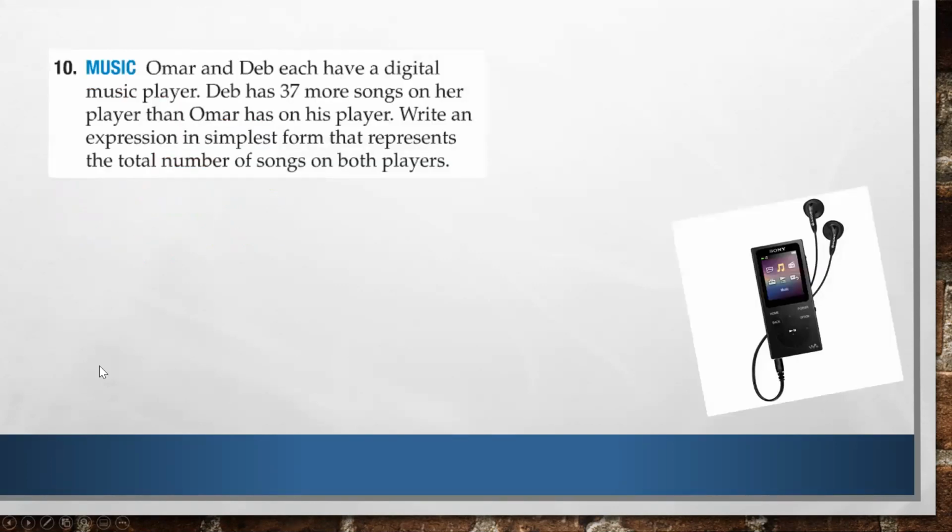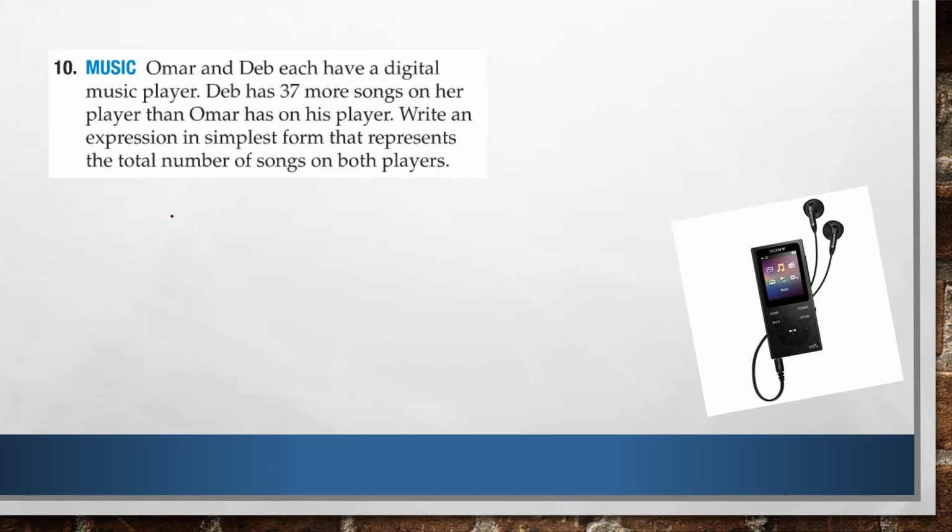Okay, number 10 says Omar and Deb each have a digital music player. I don't know if you guys remember these, like an iPod or something. Deb has 37 more songs on her player than Omar has on his player. Write an expression in simplest form that represents the total number of songs for both players.